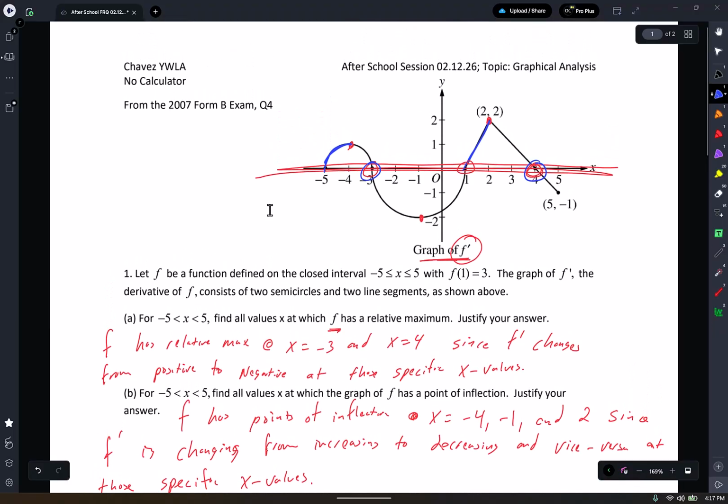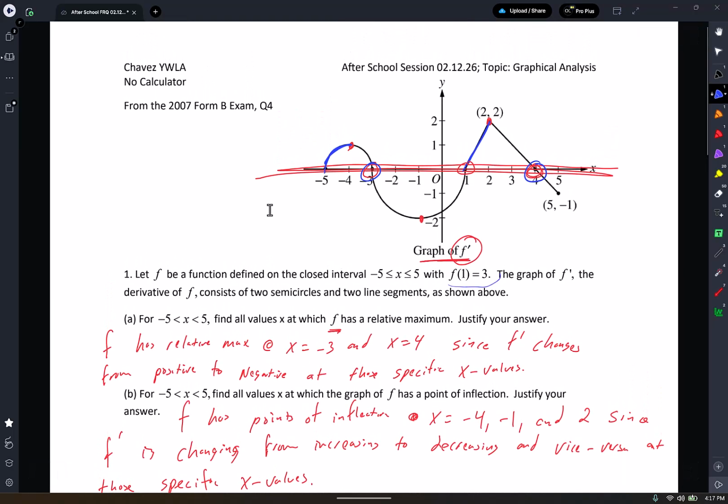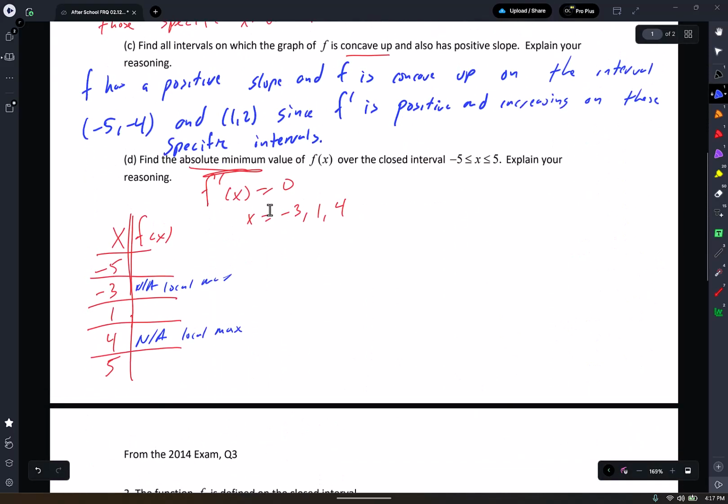Now, which one do they give us? So look right here how they give us 1. Do you guys see how they give us 1? So I'm going to put f of 1 equals 3. So put 3 right there. So that means I need my -5 and 5.